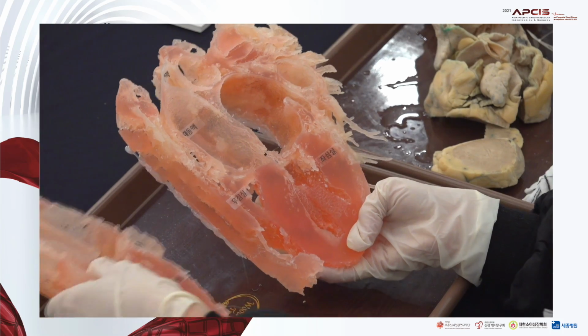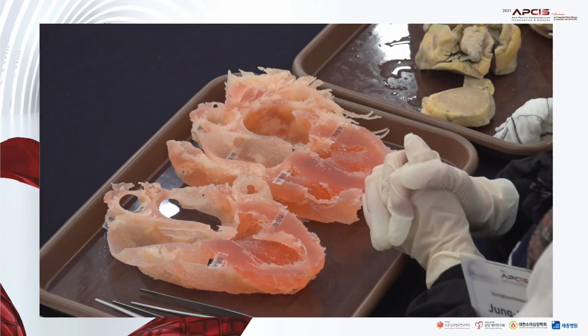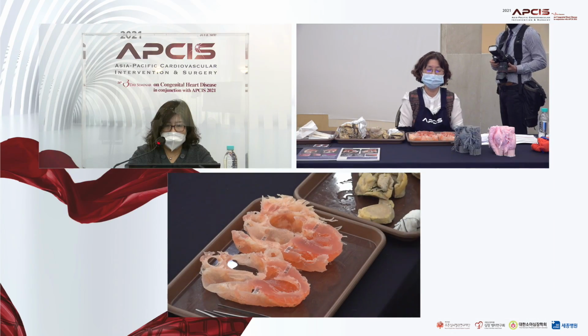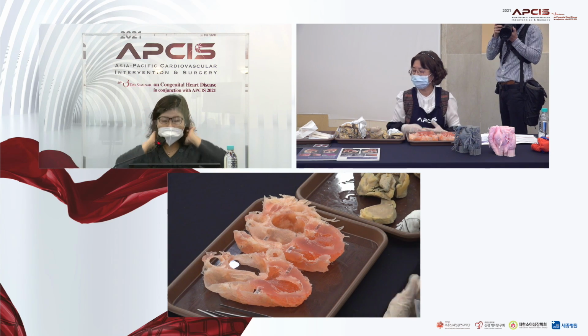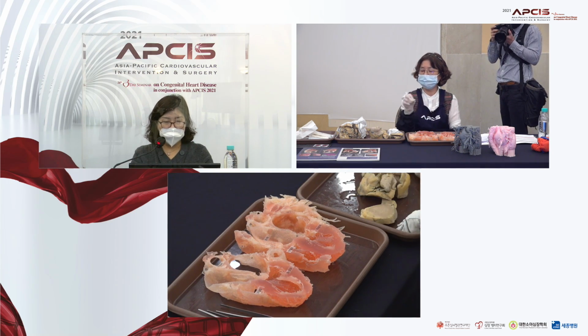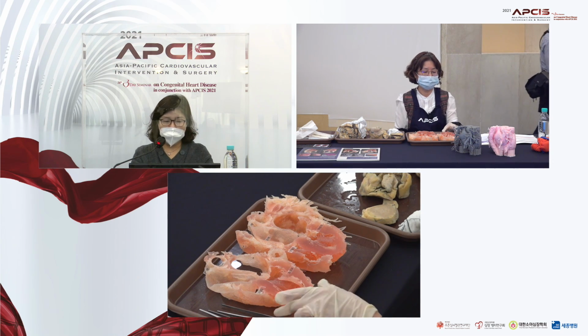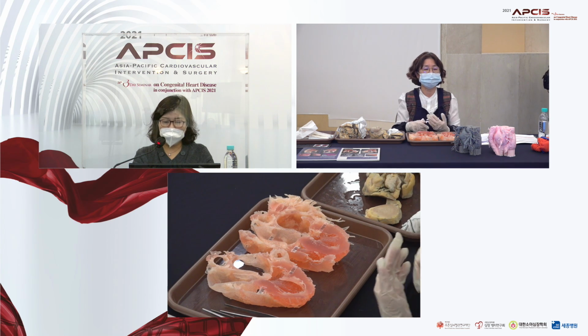So I showed the asymmetric hypertrophy of the left ventricular myocardium and some whitish scar area and the subaortic obstruction during systolic phase.